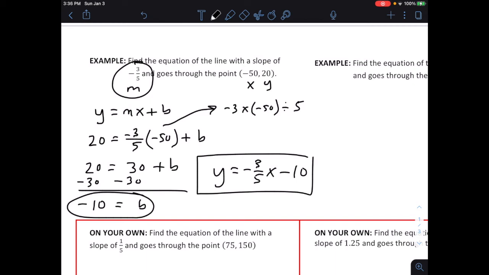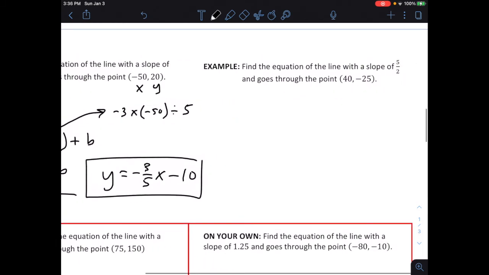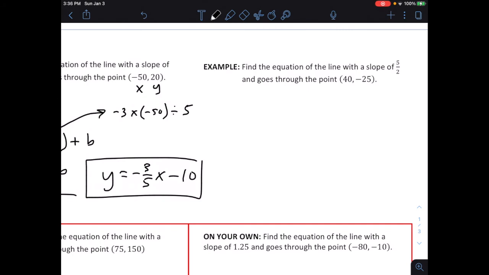Okay. All right, let's do one more. And so we have m here, x and y. And so we're going to take y equals mx plus b. And we're going to plug in everything we know. So we have -25 equals 5/2 is our slope, 40 is our x value plus b.